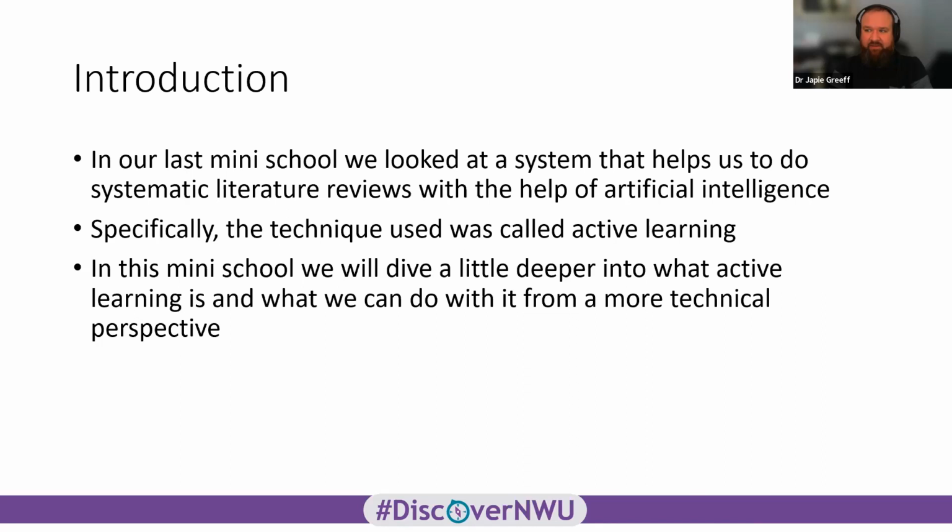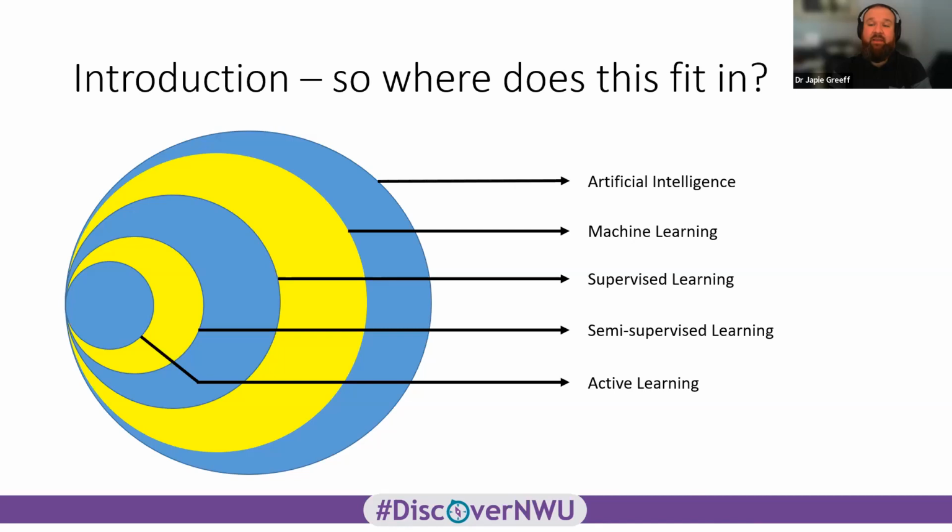So where does all of this fit in? We've got the field of artificial intelligence as the larger field that we're looking at. Inside of artificial intelligence, there's machine learning. A specific kind of machine learning would be supervised learning. A specific kind of supervised learning would be semi-supervised learning. And then a subfield of that would be active learning.